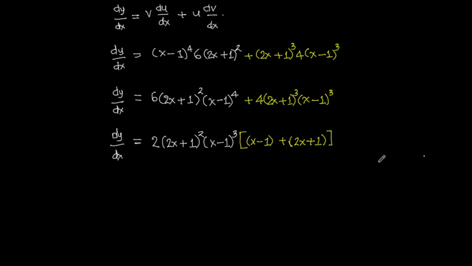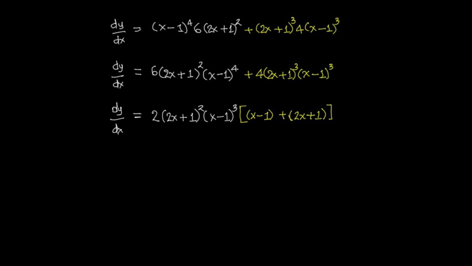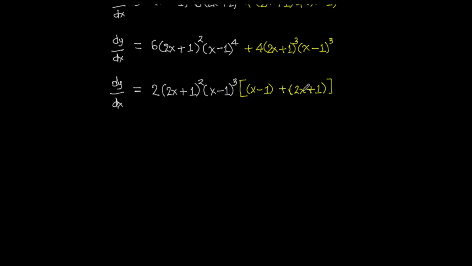Now let's simplify the square bracket here, to obtain what is there in one term only, because you can see it's easy to simplify that. So we can go ahead and rewrite here dy by dx is given by, so here we can just copy down. So we have our 2 multiplies 2x plus 1 raised to power 2, and then x minus 1 raised to power 3.